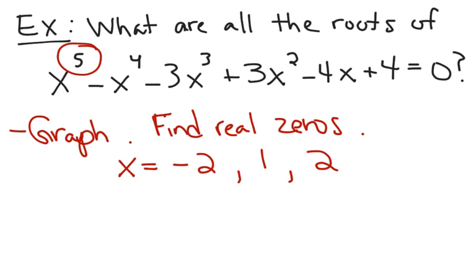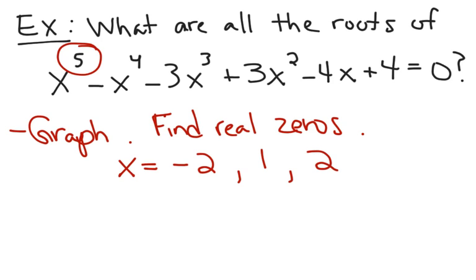But it's a fifth degree polynomial. There should be 5 zeros. So then I go back and I look at the graph and I ask myself, are there any multiplicities? Do any of those zeros appear to have a quadratic or a cubic shape? They don't. That means that the other 2 zeros must be imaginary.